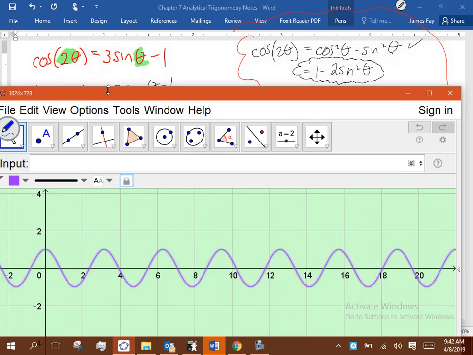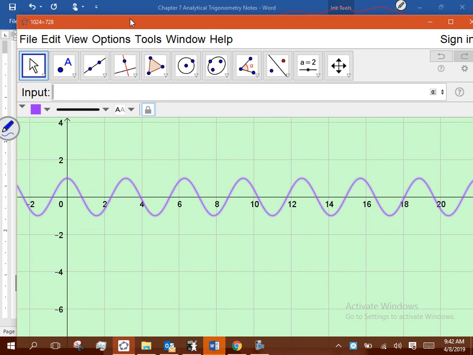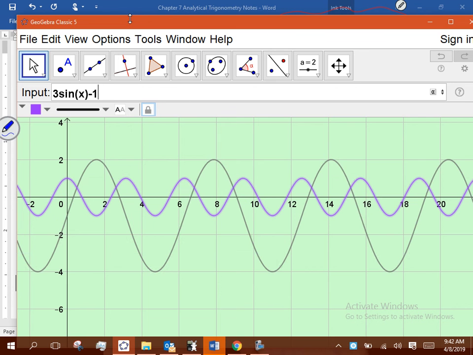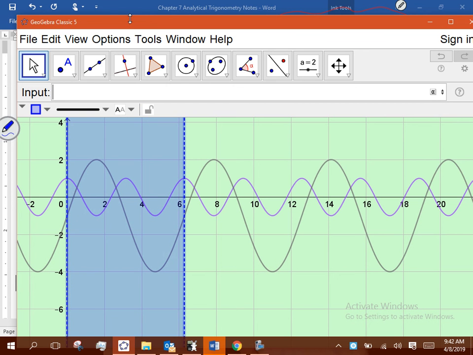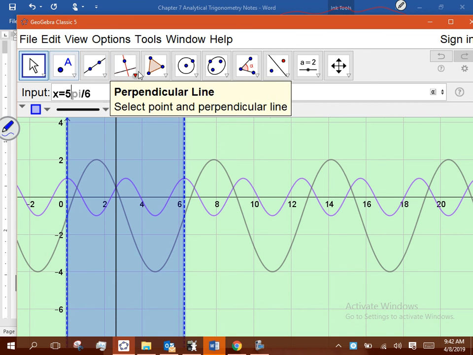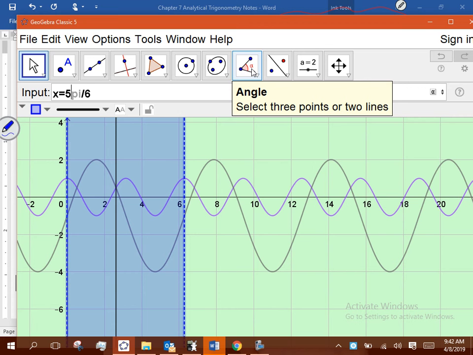And then the other one was 3 sine minus 1. So 3 sine of x minus 1. And if I look at that between 0 and 2 pi, how many times do those two curves intersect? Just one. Or sorry, just twice, right? At pi over 6, and then again at 5 pi over 6. So that confirms our solutions, right?